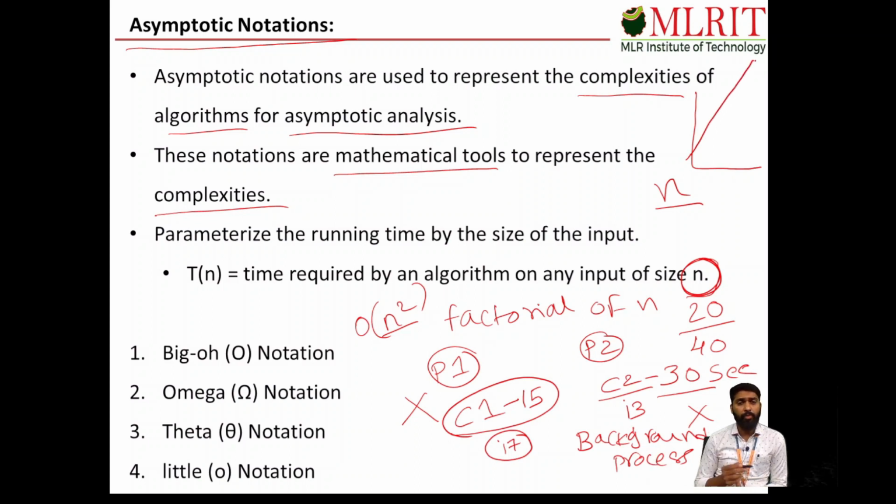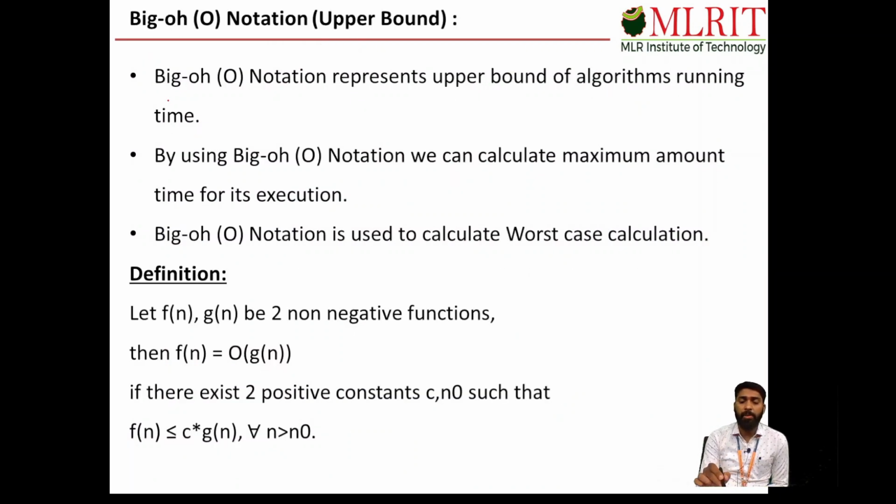We have four types of notations. One is big O notation, omega notation, theta notation and little o notation. We will discuss them one by one. Big O notation represents the upper bound of an algorithm's running time. So what is the upper bound?